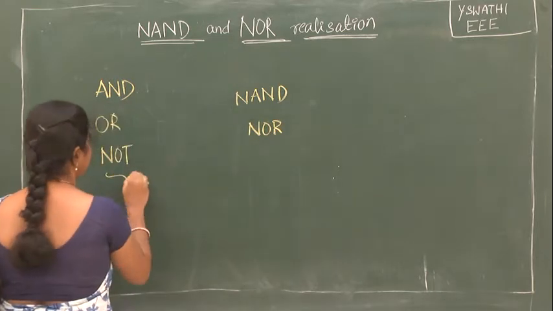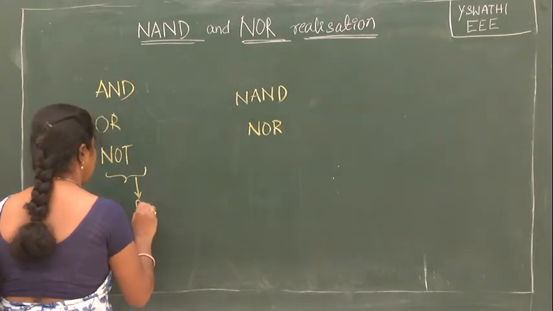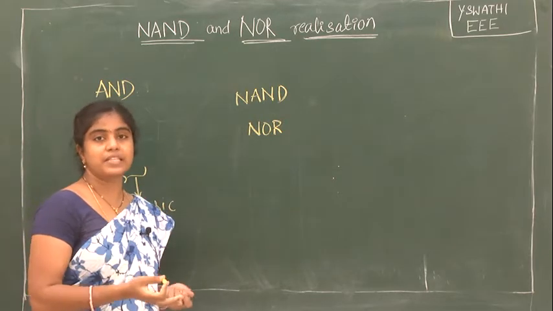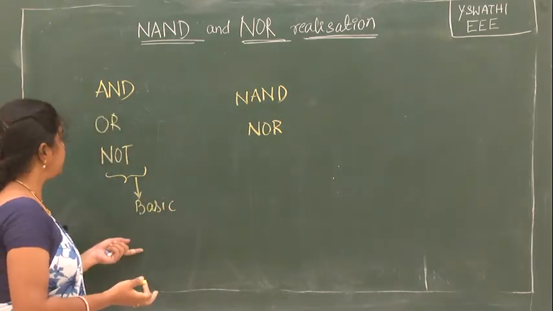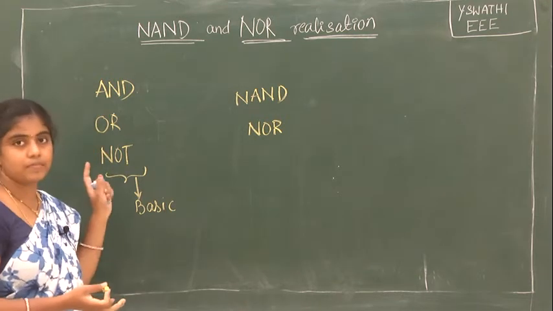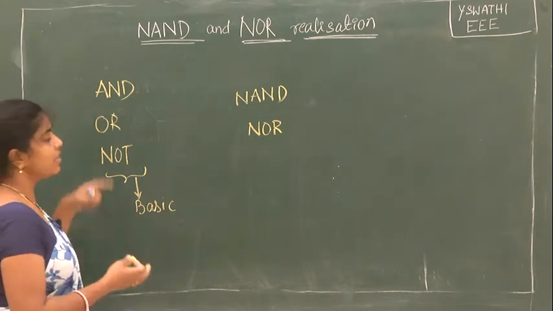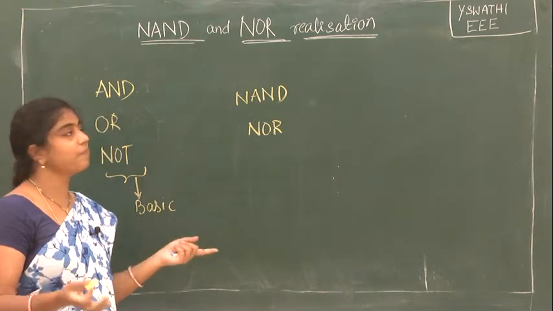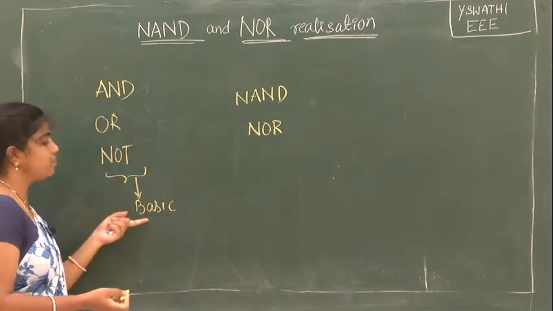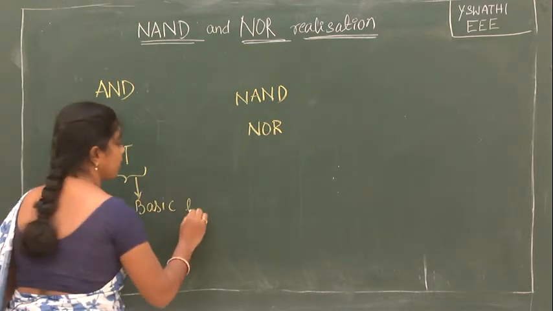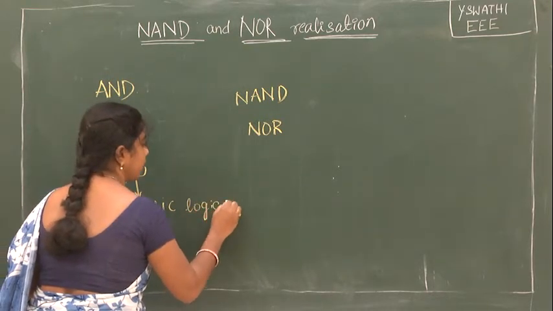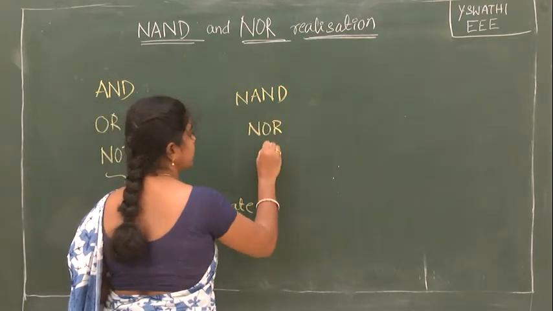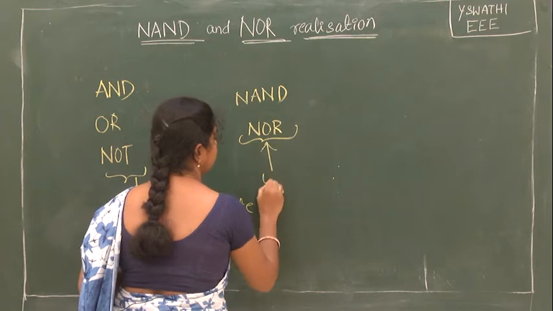These are called basic gates because any complex expression can be formed with these three gates only. With these three gates only we can realize, implement or design any complex expression. That's why these are called basic logic gates. And these two gates, NAND and NOR, are called universal gates.